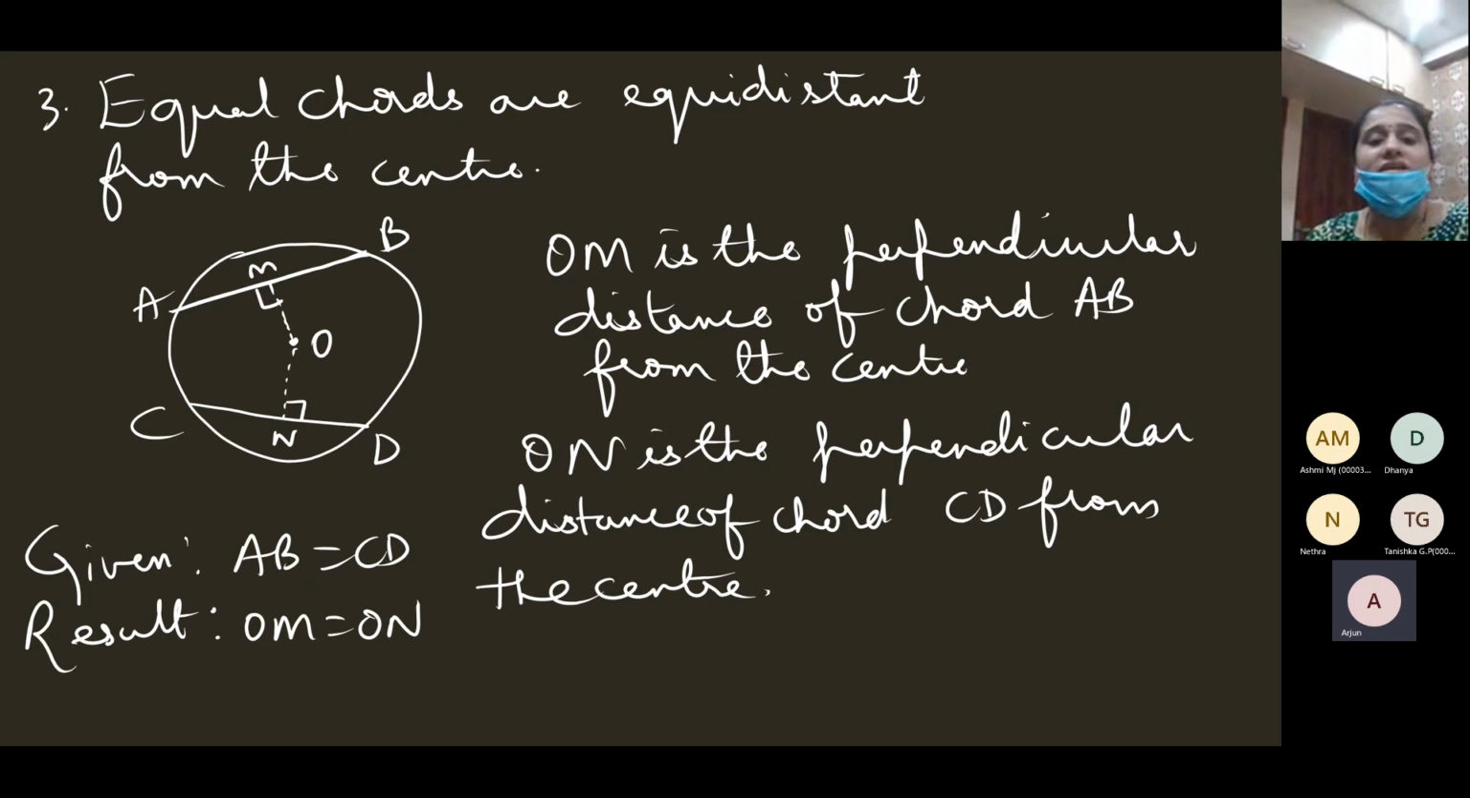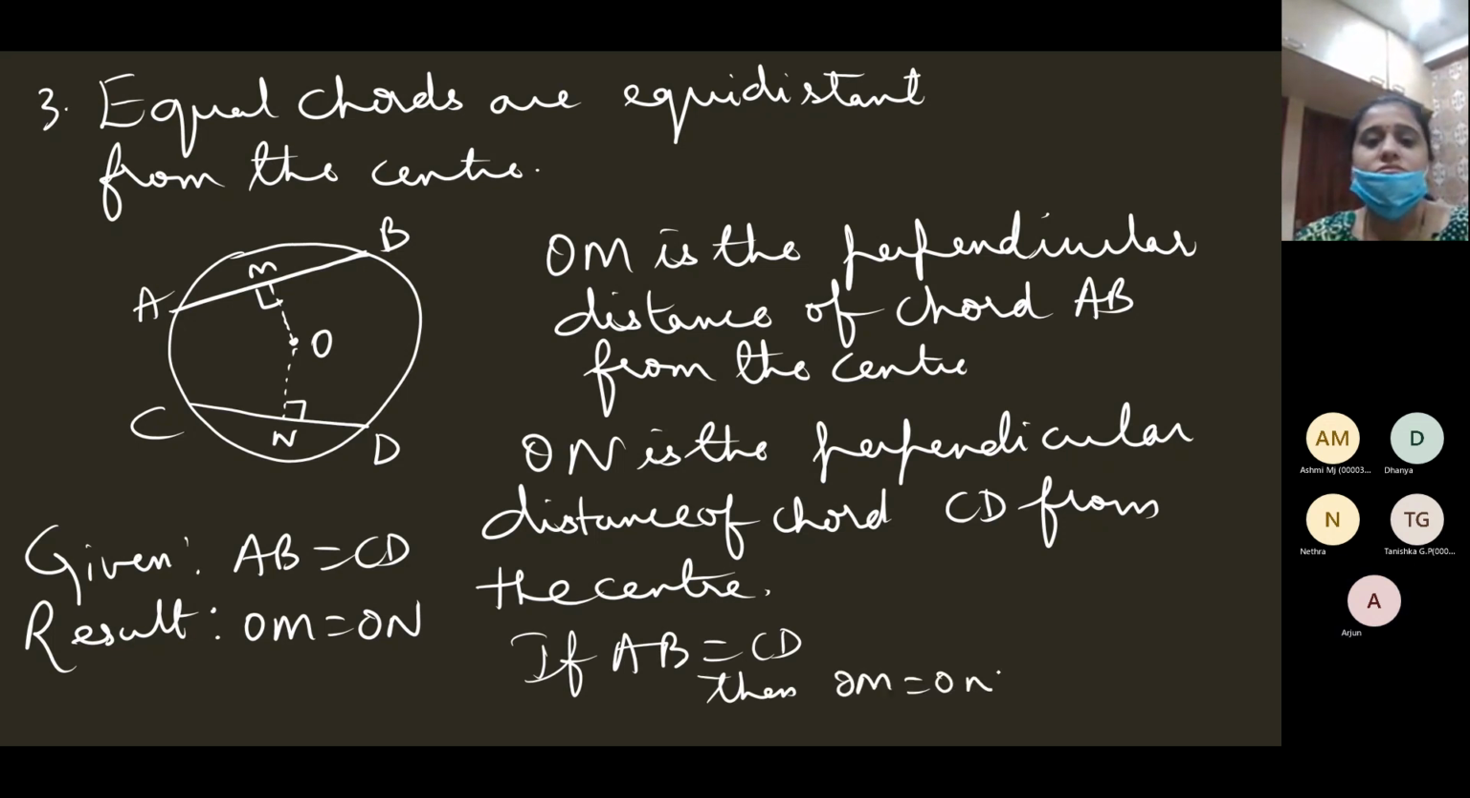If two chords are equal in length, say AB is 8 centimeters, CD is also 8 centimeters. Chords AB and CD have the same length. Then their perpendicular distances from the center will also be equal. So if AB is equal to CD, then OM is equal to ON. That's the statement: equal chords are equidistant from the center.